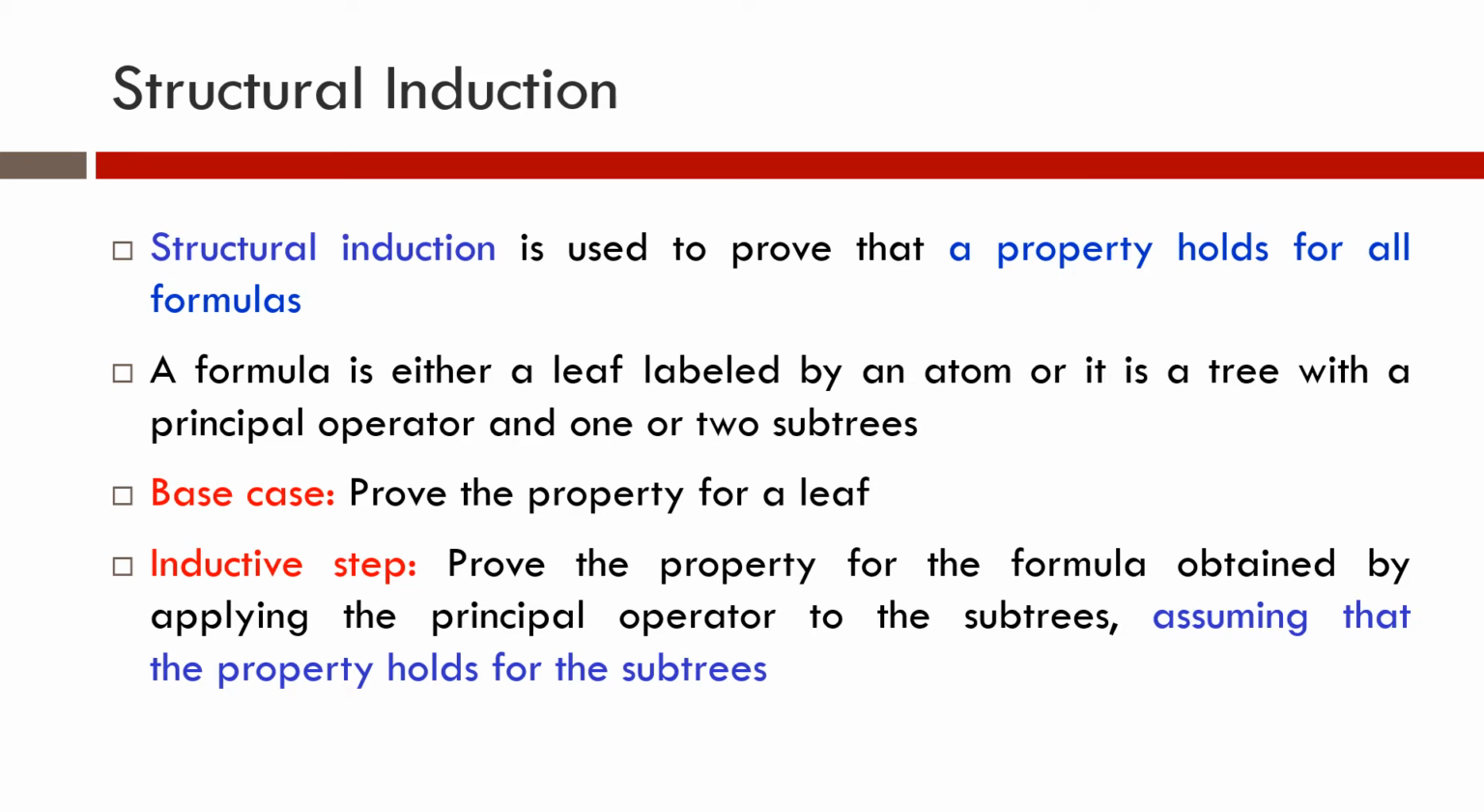Okay, so here the base case is to prove the property for a leaf. The leaf will be an atom, say P. In the inductive step, we assume that the property holds for the subtrees, and then we try to prove that the property applies for the formula that is obtained by applying the principal operator to the subtrees.